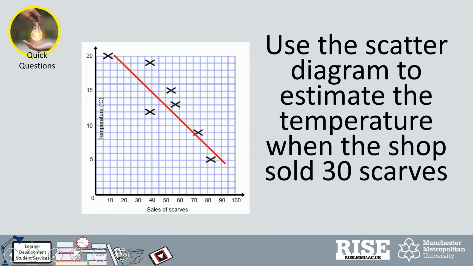Can you estimate what temperature it was when the shop sold 30 scarves? So this time read up from the x-axis from 30 and across. I'd estimate that to be about 17 degrees Celsius. What about when they sold 65 scarves? Read up from 65 scarves and read across. That would be 10 degrees Celsius.